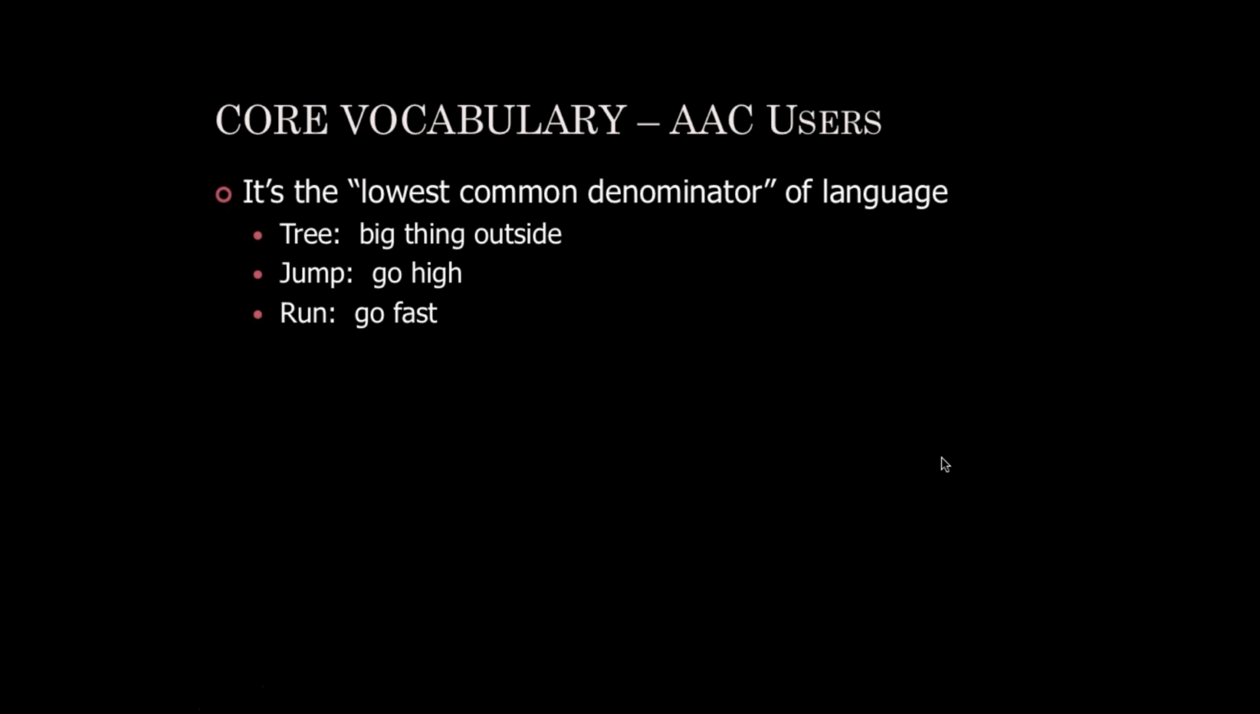So core vocabulary is really that lowest common denominator of language. So again, back to the little boy eating the muffins, he might say "big thing outside." And maybe you say, "Oh, the tree?" to clarify. And he says, "No." And then you say, "Oh, the flagpole?" "Yeah." And so that core, or lowest common denominator of language, allows him to get out and circumlocute words that may not be available to him. He doesn't understand them or know what they are.